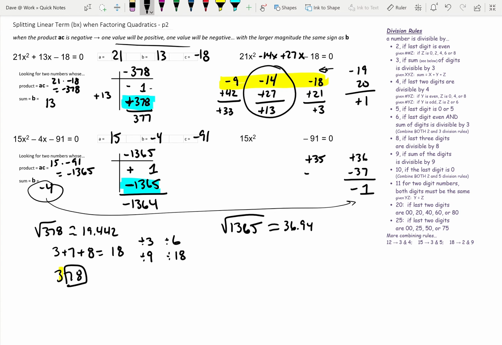Positive 35, negative 39, works out to be negative 4. I have found it immediately. And I can rewrite the quadratic as 15x squared plus 35x minus 39x minus 91. So there are some hints on how to break up the middle term.